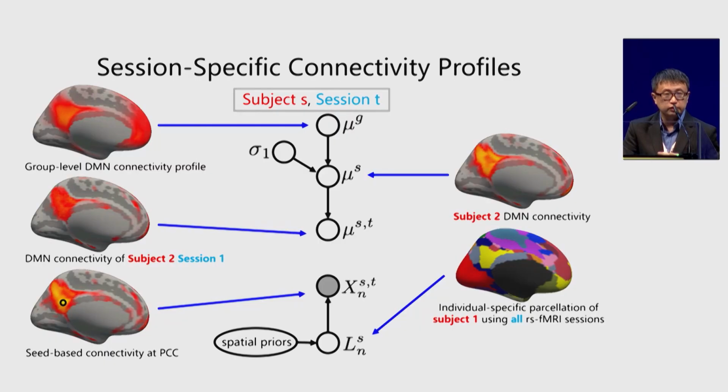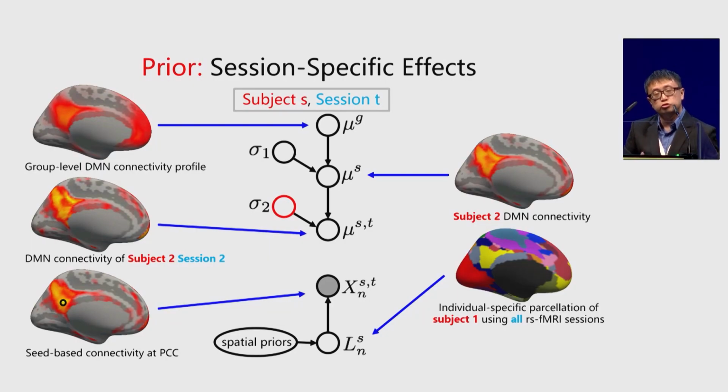So here I'm showing the default network connectivity profile of subject 2 during session 1. And this is the same subject during session 2. You can see that even for the same subject across sessions, the connectivity profiles can be different. And this variability is controlled by sigma 2. A larger sigma 2 means that there is high variability, high intra-subject variability.